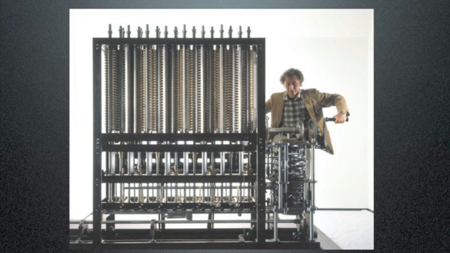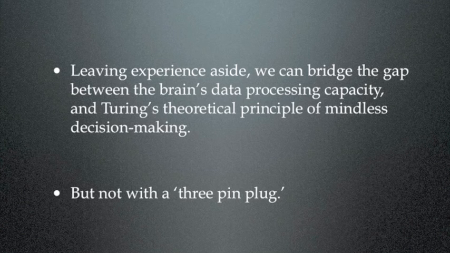So Babbage certainly knew what he was doing, and he was mechanising what had been considered to be a quintessentially human property, that is, the capacity to calculate mathematically. So, coming back onto Chalmers' model, leaving experience aside, we can in fact bridge the gap between the brain's data processing capacity and Turing's theoretical principle of mindless decision making, but not with a 3-pin plug.